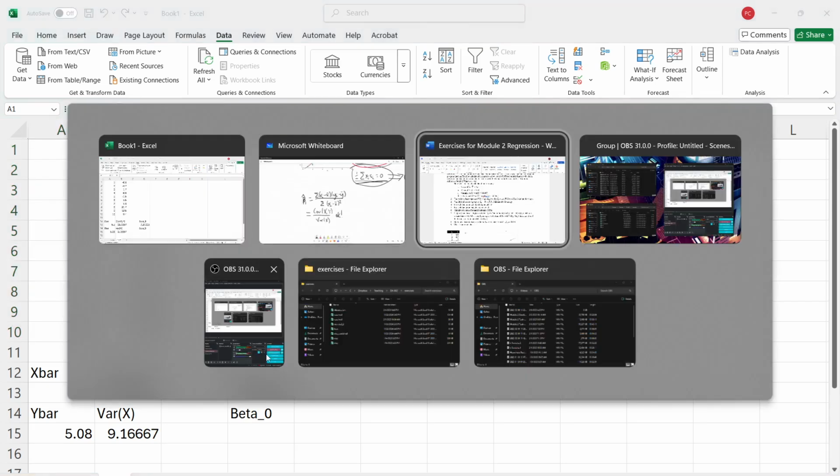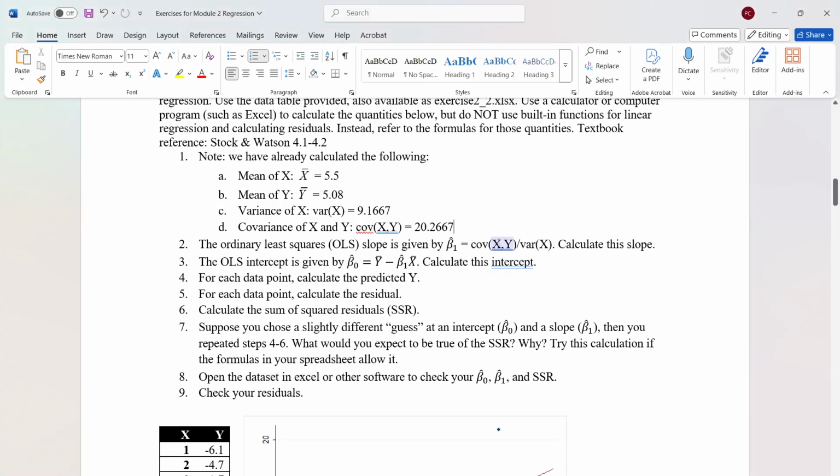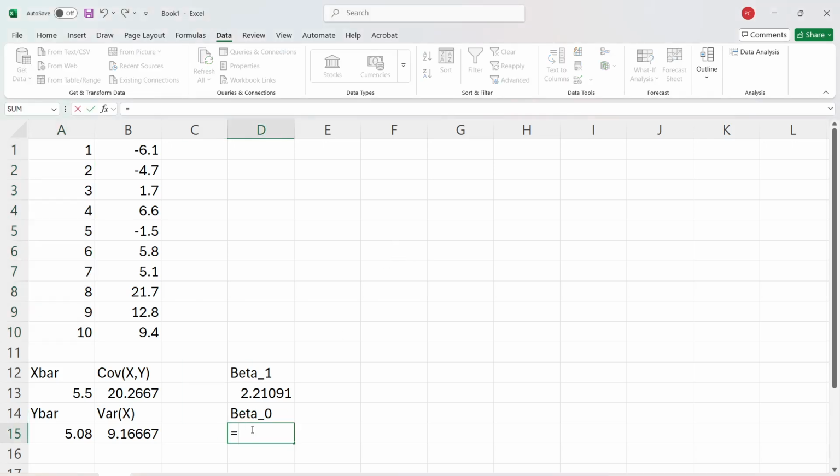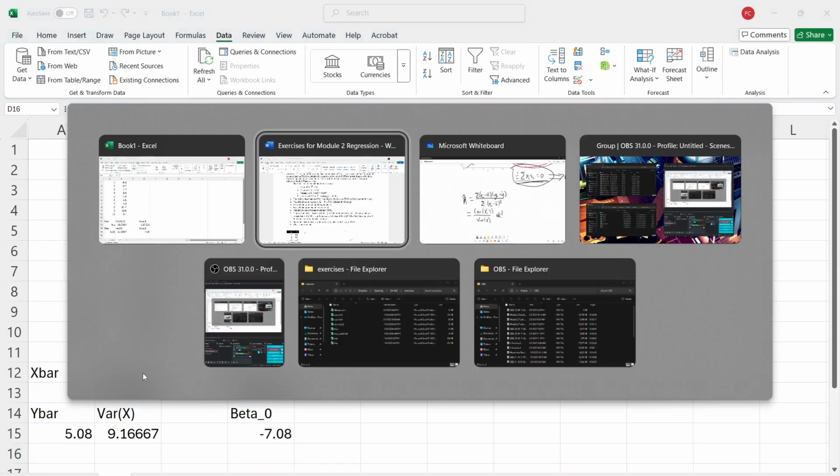All right, all of that just to talk about a slope coefficient. We calculated it. The OLS intercept is given by beta 0 is equal to y bar minus beta 1 hat x bar. Calculate the intercept. Okay, I think I can handle that. Beta 0 should be equal to y bar minus beta 1 hat times x bar, and let's see what that spits out. Negative 7.08.